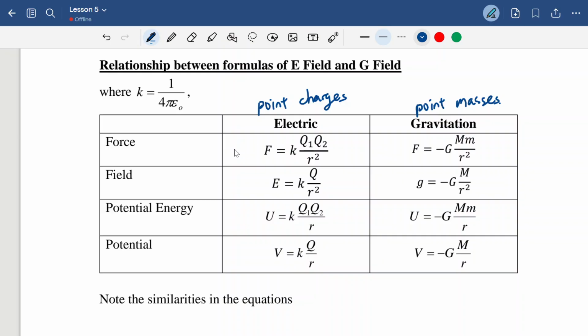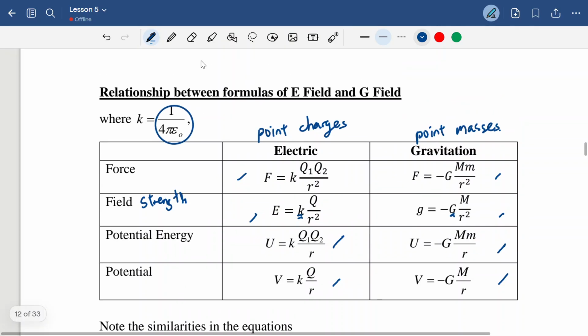So there's electric force, electric field strength, the more proper wording for field strength, electrical potential energy, and electrical potential. It's the same as gravitational force, gravitational field strength, gravitational potential energy, gravitational potential. Exactly the same. This K here is a constant, same as G, and K is given by 1 over 4 pi epsilon naught. Epsilon naught is a constant called the permittivity of free space, and it will be given to you as 8.85 times 10 to the power of minus 12.